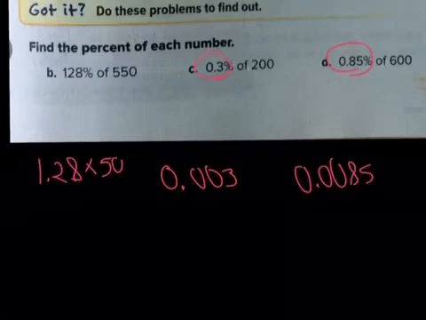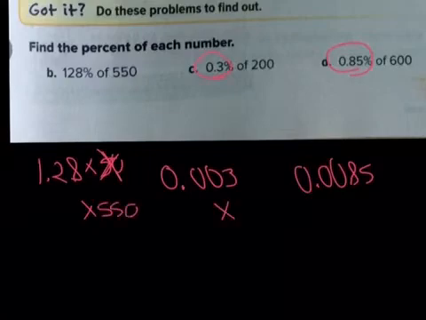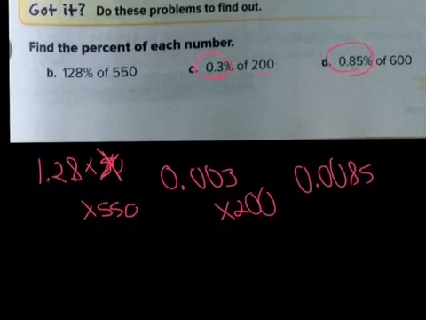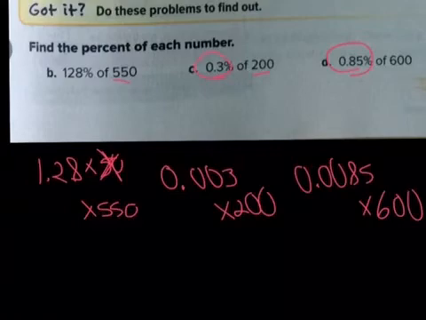Sorry, I made a mistake right there and I can't erase it. That's one thing I don't like about this program. Times 550, and this one would be times 200, okay, as you can see right there, right, times 600. Okay, you multiply all of these together like that after converting them into a decimal, and you'll get your answer.